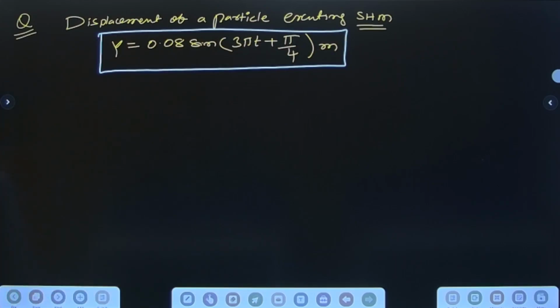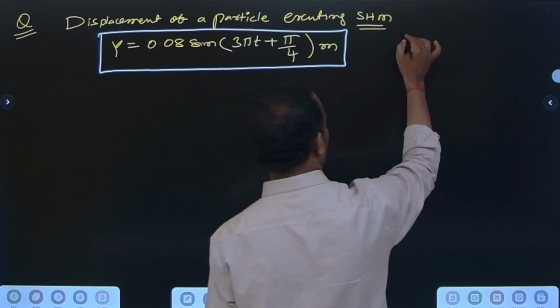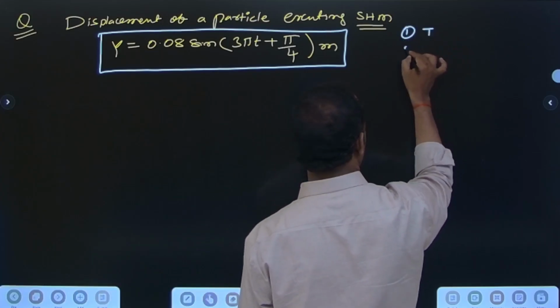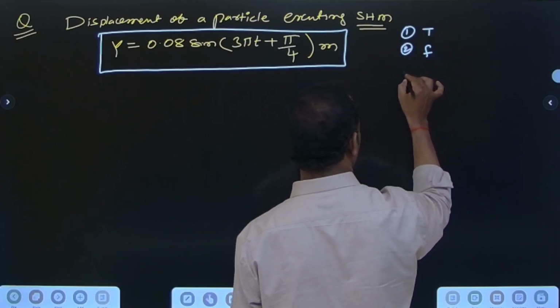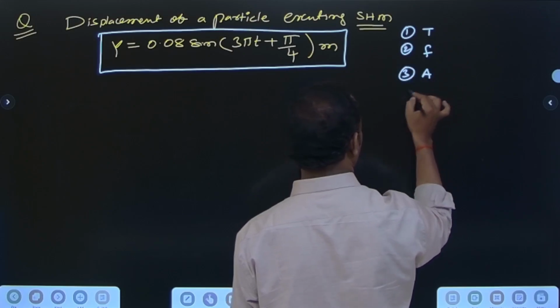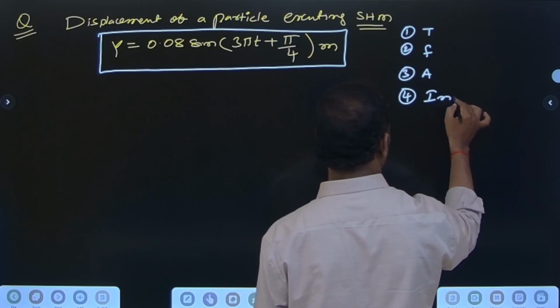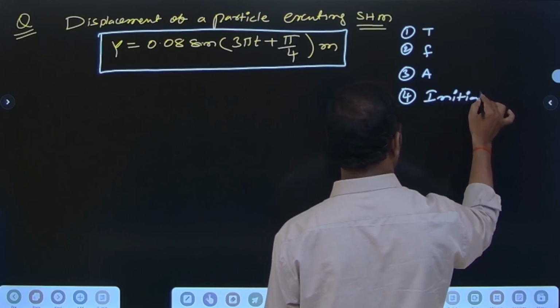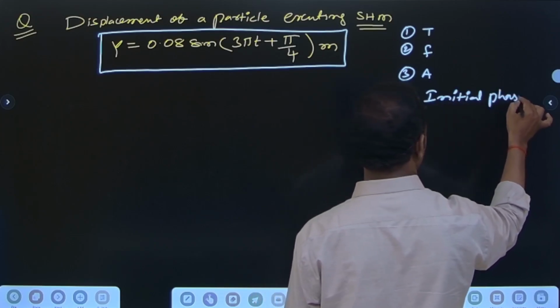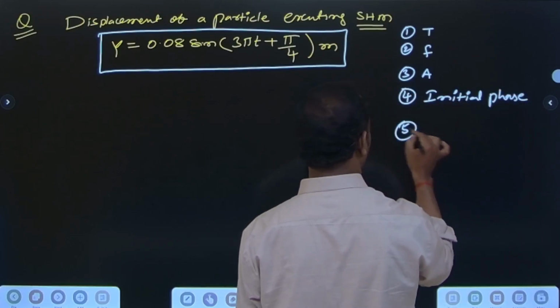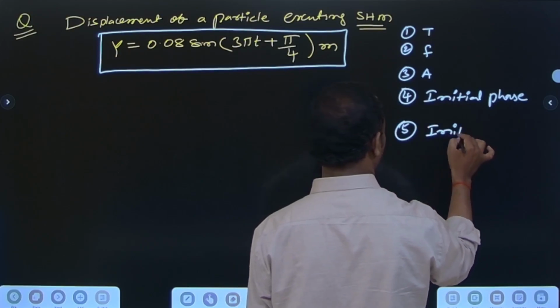He is asking about: first one, find time period; second, frequency; third, amplitude; fourth, initial phase. Next, fifth one, initial displacement.